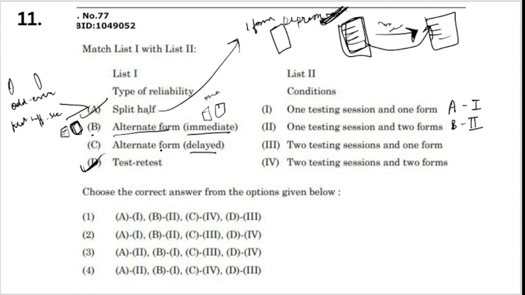Then alternate form. There are going to be 2 forms. And herein there is going to be a delay, which means we have to conduct it in 2 sessions. So our C is going to be 4.